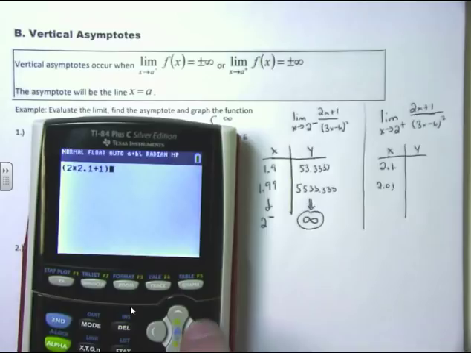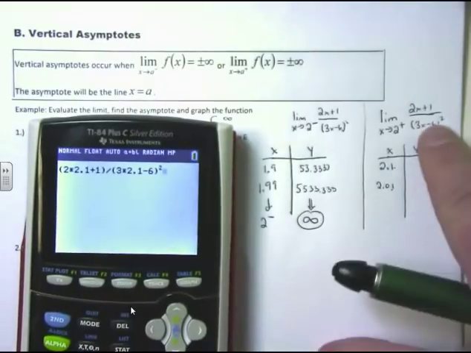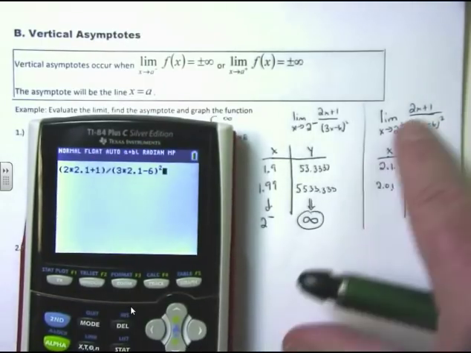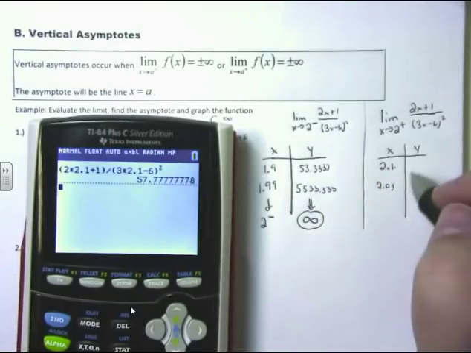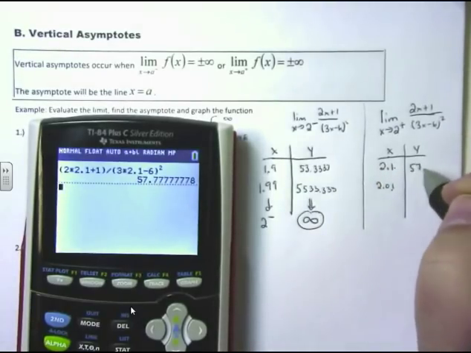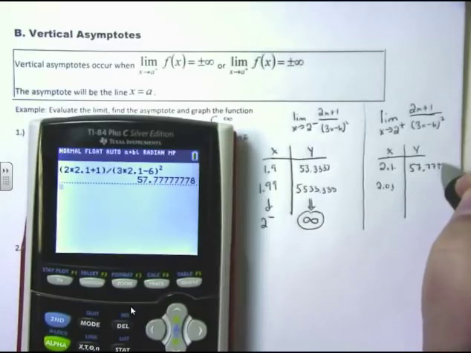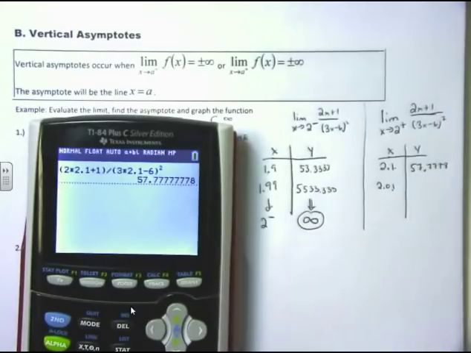Parentheses 2 times 2.1 plus 1 divided by parentheses 3 times 2.1 minus 6, close parentheses, squared. Parentheses are very important on these calculators, and we're trying to make it look exactly like the problem that I have where I'm plugging in for x 2.1. And I end up getting, this time, 57.7778.